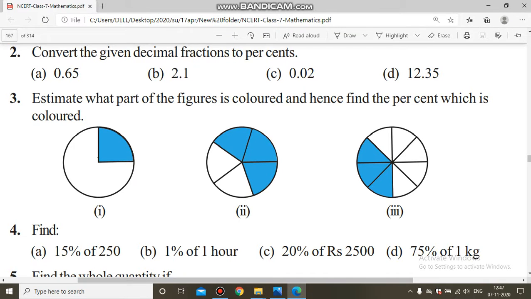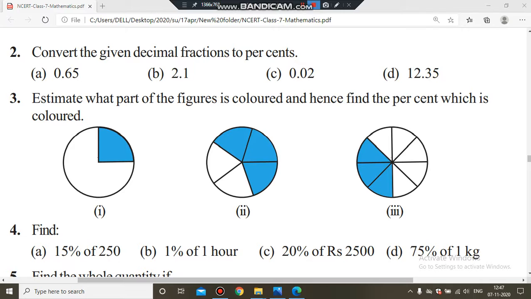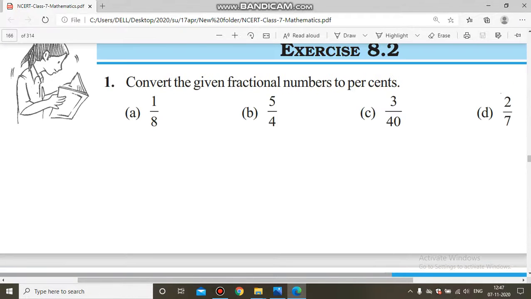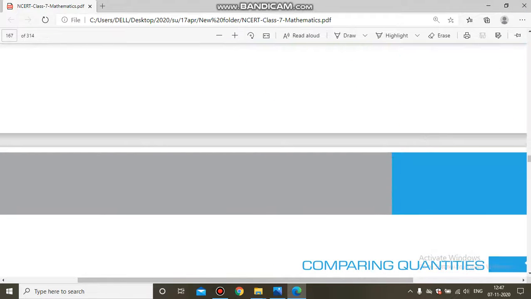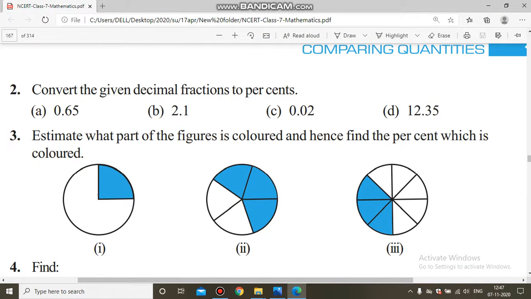Now students, we have to convert these decimal fractions into percents. In question first, we converted fractions. Here the fractions are given, and we converted them into percent. Now in question second, decimal fractions are given. So first of all, students, we have to convert these decimal fractions into simple fractions. Then we will convert them into percent, like we did in question first. So let us learn how to solve.